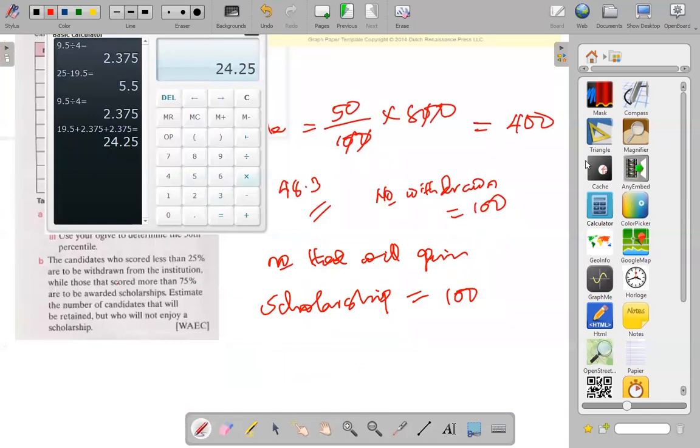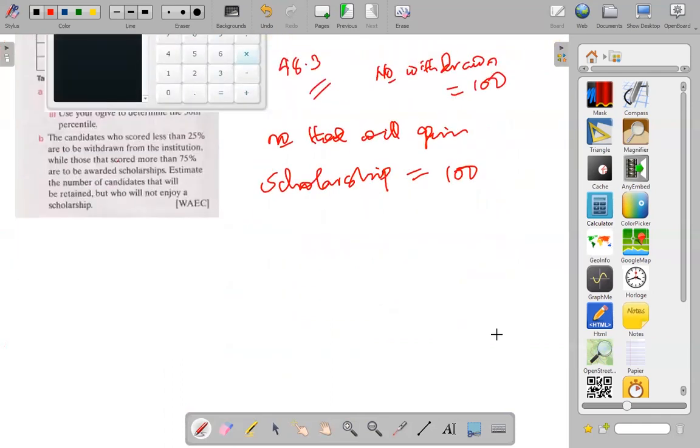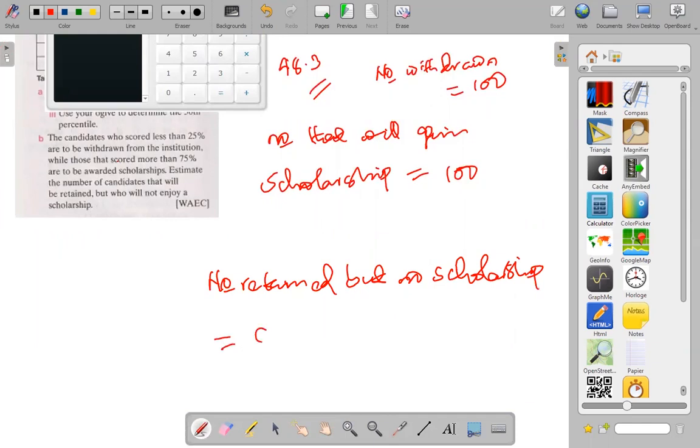The number that will not gain a scholarship will be 600, since the one that will be withdrawn is 100 and the one that will gain a scholarship is 100. That is 200 out of the total of 800. So the number retained but with no scholarship will be 800 minus 200, which is 600.